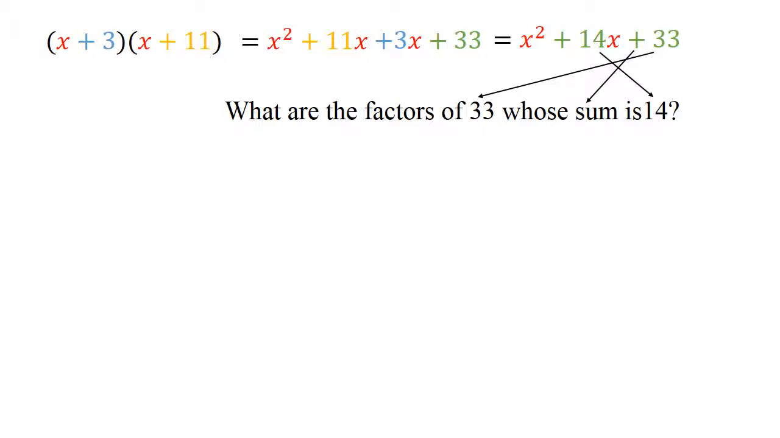It should come out to be that 14 number. So that's the way I'm going to look at that expression. I'm going to say, what are the numbers that multiply and make 33? But if I add them, I get 14. So let's look at this problem.